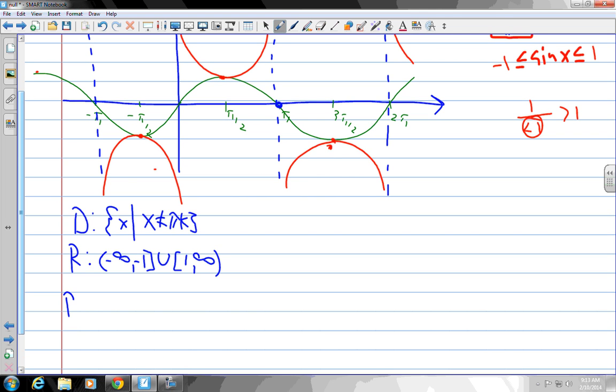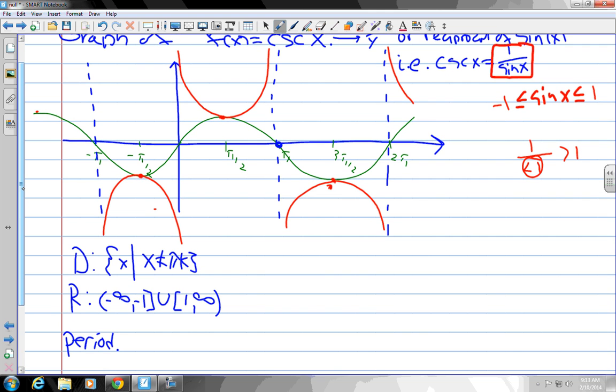What about the period? So now again, remember, this is the pi. This is the length pi. So if the period was pi, it would have to be the same all the way across. So what's the period? 2 pi. So it's the same as the sine. How's that?